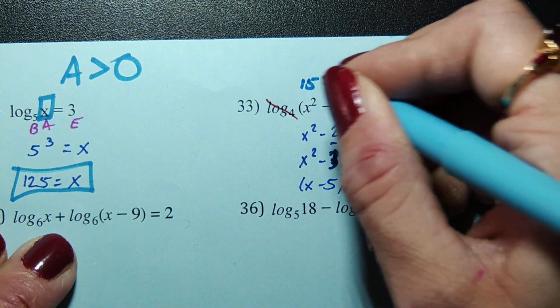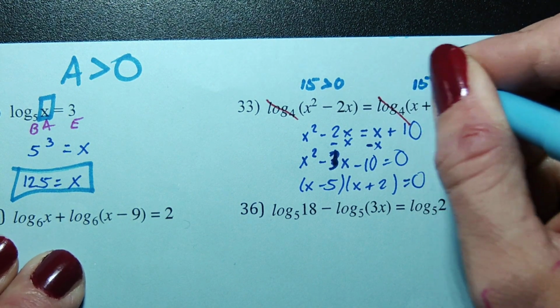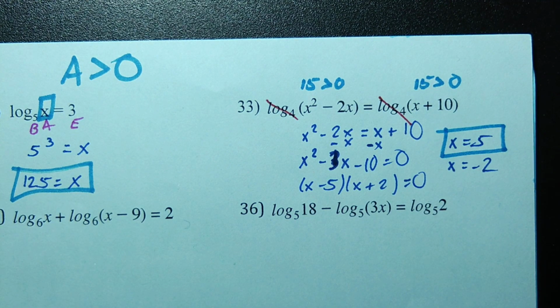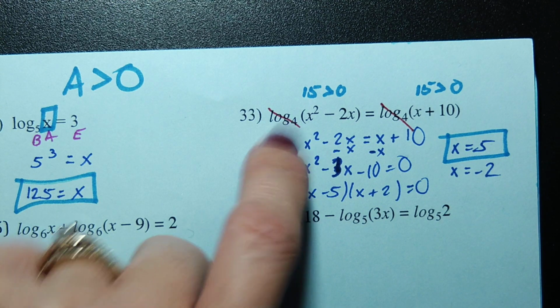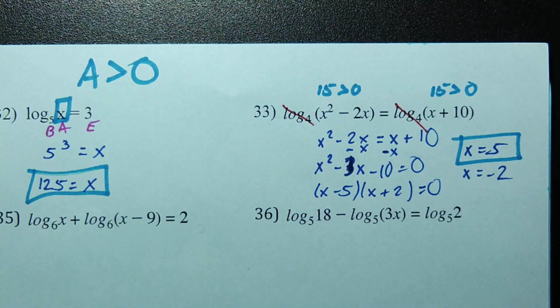Is 15 greater than 0? Yeah. We plug it in over here. 5 plus 10 is 15. Is 15 greater than 0? Yeah. Now for the negative 2. Folks, what's negative 2 squared? 4. If you use your calculator, you have to trap it in parentheses. Otherwise, it's going to tell you it's negative 4.